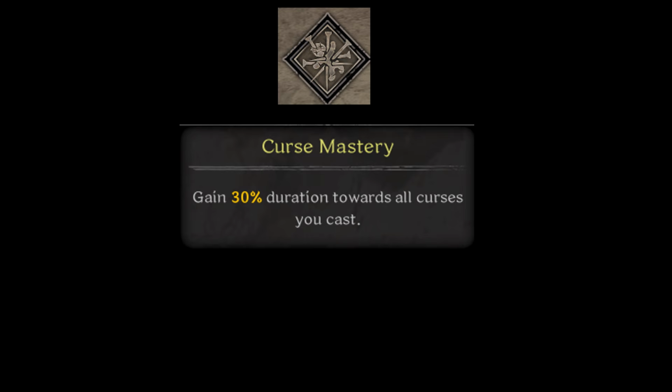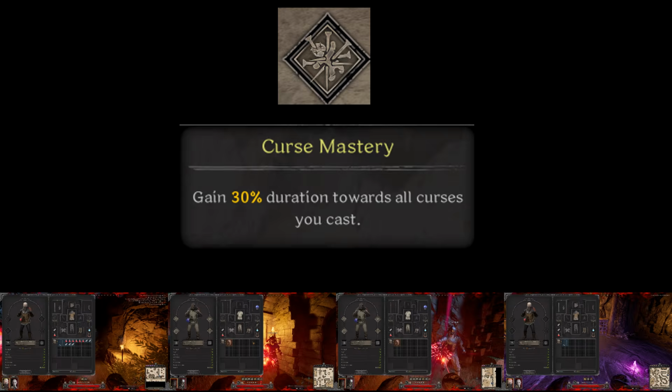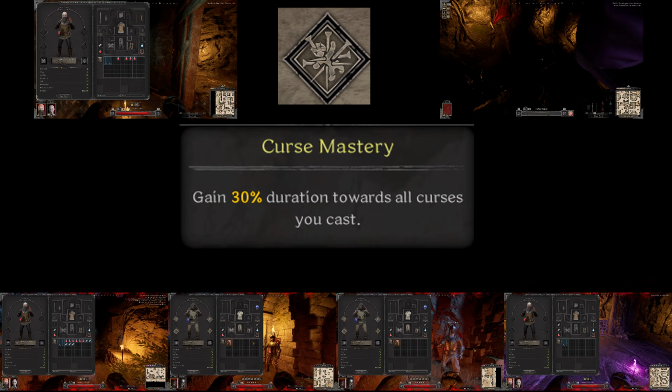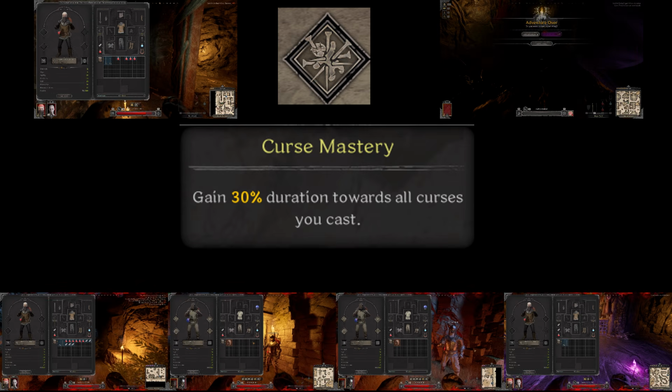Let's talk about Curse Mastery. Honestly, the way this is implemented is seriously arcane. It took quite a bit of testing to hone in on what is actually happening in the math behind the scenes, but we have the results, and here they are.